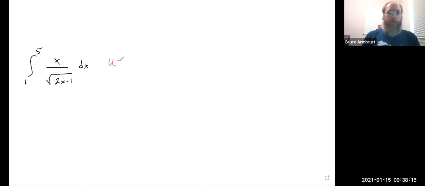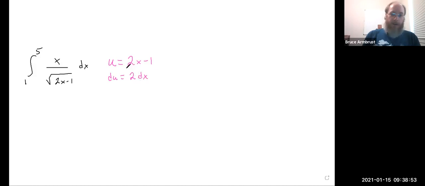We're going to plug in here. I'm going to pick u. That's kind of my go-to. And I'm going to let u equal 2x minus 1. Because I've got a shot if I do this. All right, now that means that I'm going to get the square root of u down here on the bottom, but I need also to replace my dx. So here's where we differentiate. We're going to differentiate both sides of this, and that's going to give us du equals 2 dx.